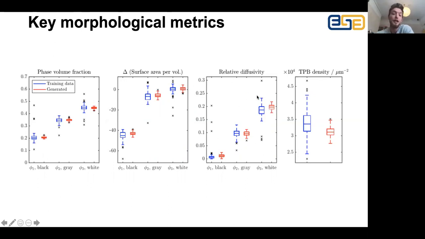which is an important electrochemical feature, or triple phase boundary, which is where three phases, black, gray, and white, meet. This is the points where all three phases meet. And triple phase boundary density asks how much does that happen? And we can see that across these four properties, our fake instances replicate our real data set relatively well.